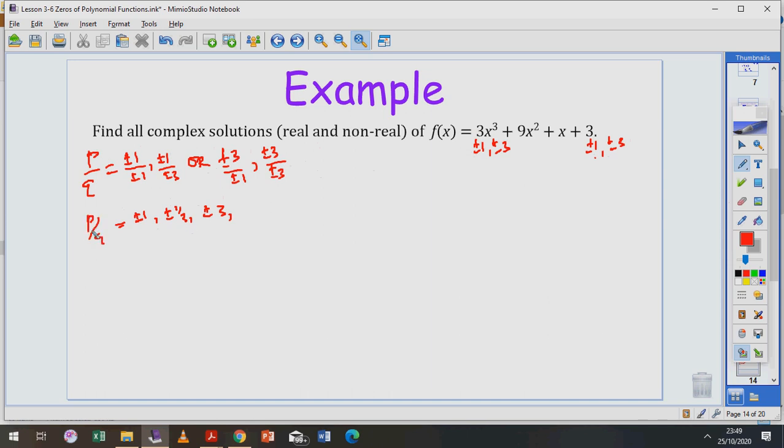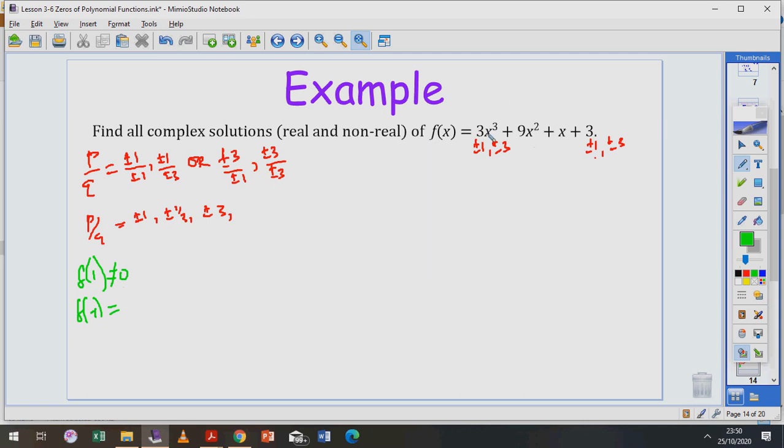So since I know the list of possible zeros, I need to check which of them are actually zeros. I'm going to do that by substituting each of them in the expression of f of x. So if I try f of positive 1, I'm going to do this first. If I put 1, all of them are positives, there is no way any of these positive numbers will give me a 0. So this is not 0. f of negative 1 is a possibility.